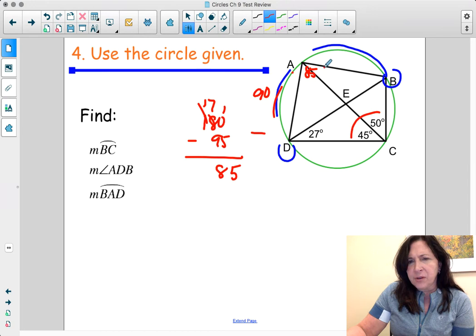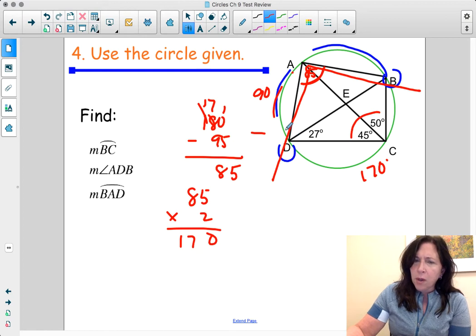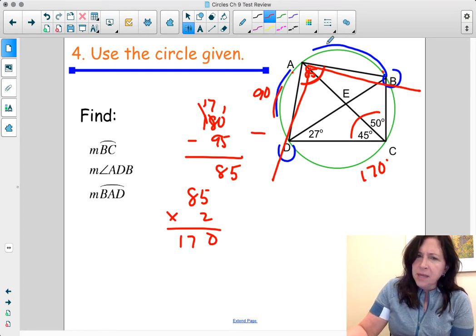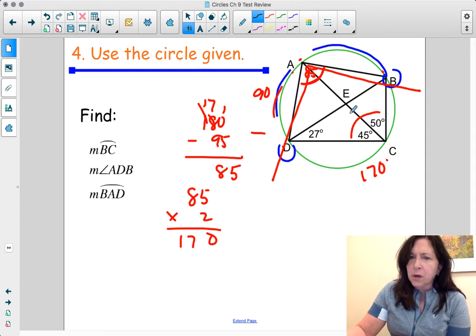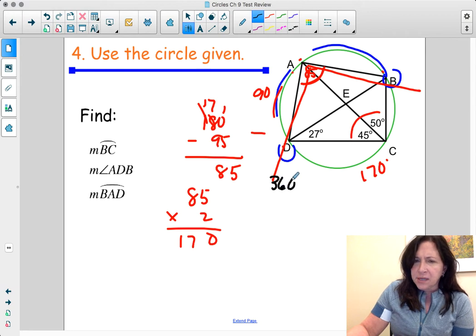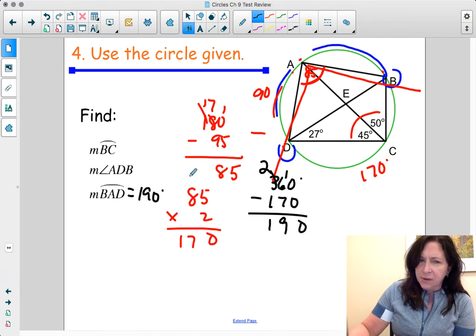If that's 85 degrees here, that means this arc from here to here is double that. So that's going to be 170 degrees. 85 times 2 is 170, and that is this arc from here to here. Well, I want the arc BAD, so I want this arc going around the other way. Therefore, I'm going to take 360 degrees and subtract 170 degrees, and I'm going to get 190 degrees. So arc BAD is 190 degrees.